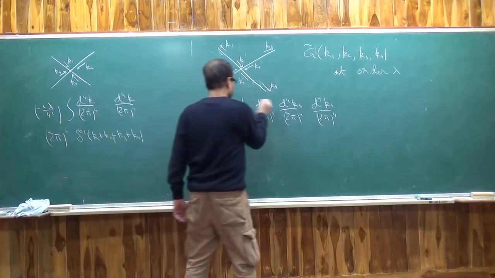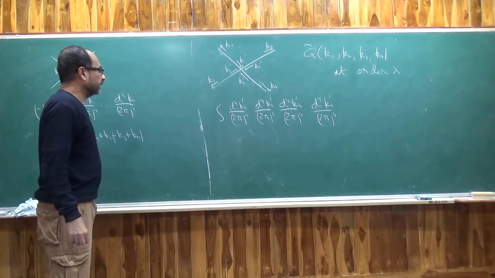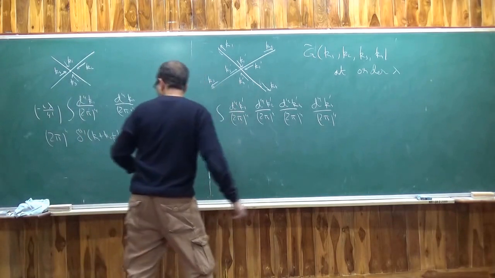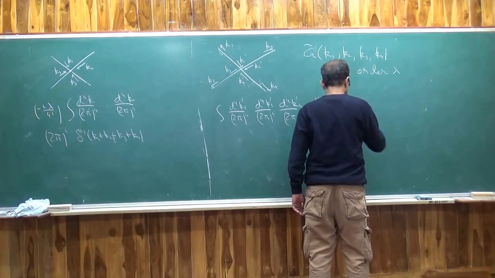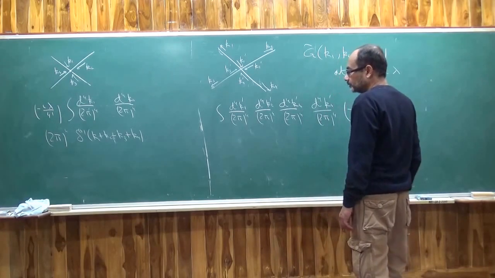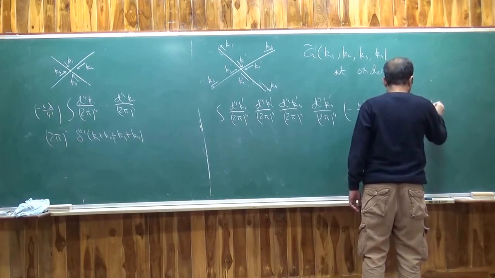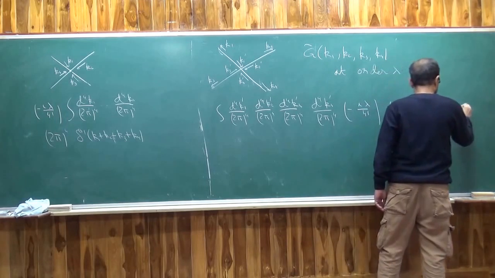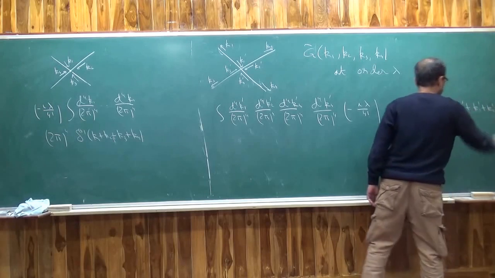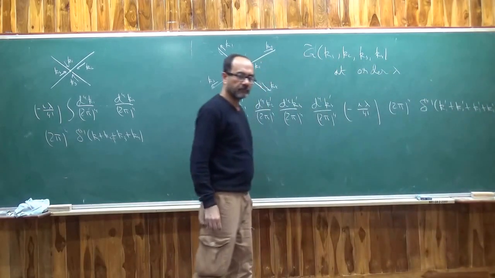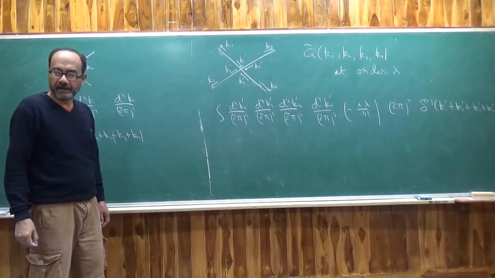Q1 prime. Right, thank you. Right. Then you have to write the vertex. So minus i lambda by 4 factorial, (2π)^4, delta^4. Okay, so this takes care of the vertex.